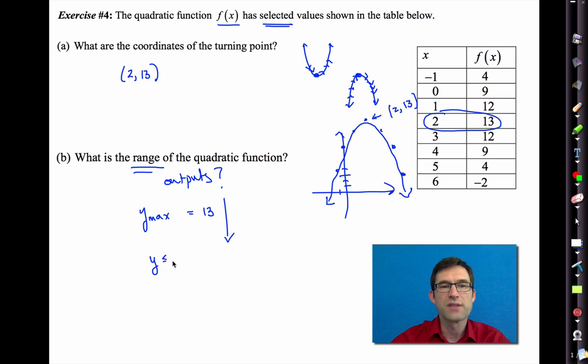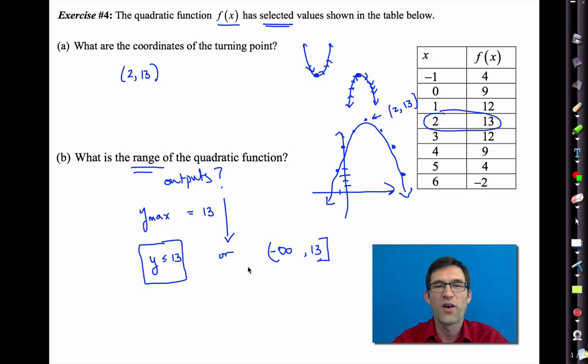So the easiest way to state the range here is y is less than or equal to 13. Or, and I think this is more challenging, with interval notation, it would look like this. Right? We're starting at 13 and then we're going all the way down to negative infinity. That's why I kind of like this one better. All right. So there's a lot of good stuff in this problem, all right, even though it's just simply a table. So pause the video now, write down anything you need to, and then we'll finish up.